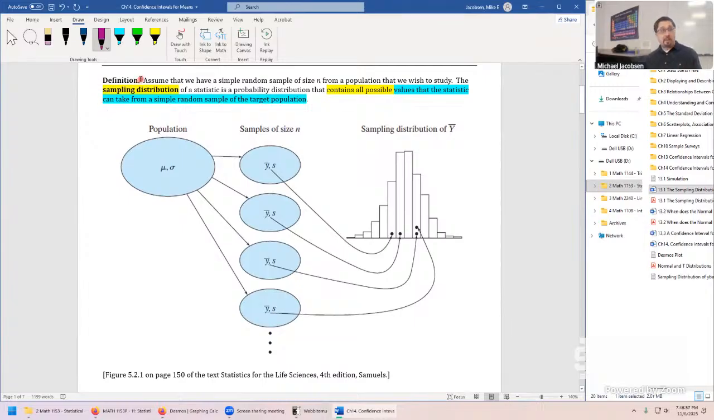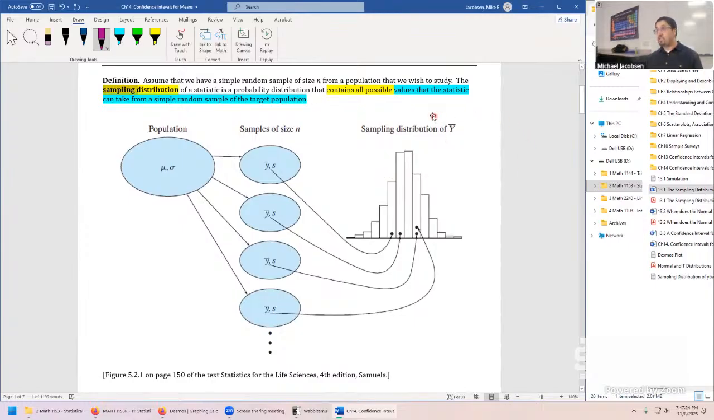Assume you're studying some population and it has a quantitative variable that you want to investigate. It could be time, distance, height, anything along those lines. We'll assume we have a simple random sample, and n is the sample size. It's from a population we wish to study. Then the sampling distribution of a statistic, say of y bar, that's what we're investigating here.